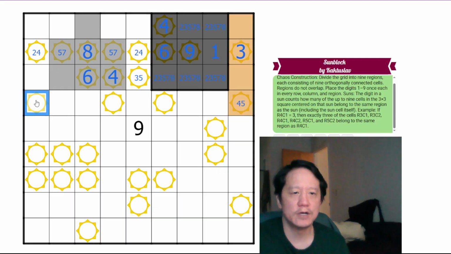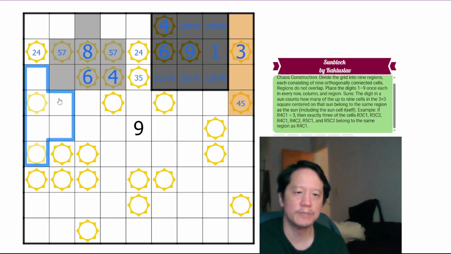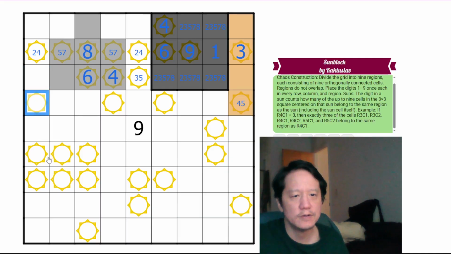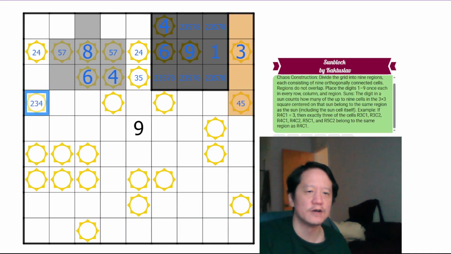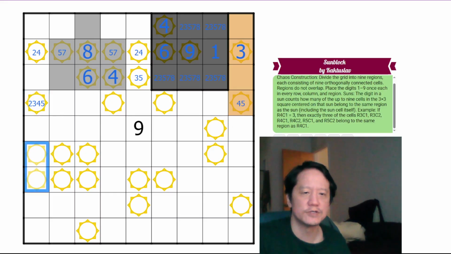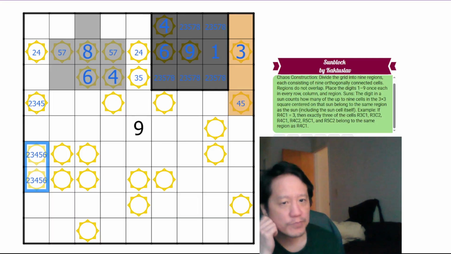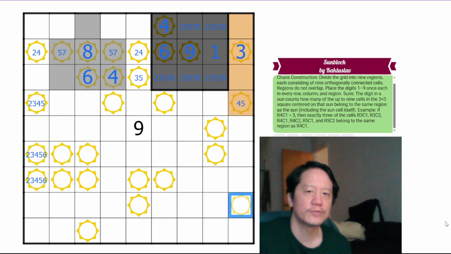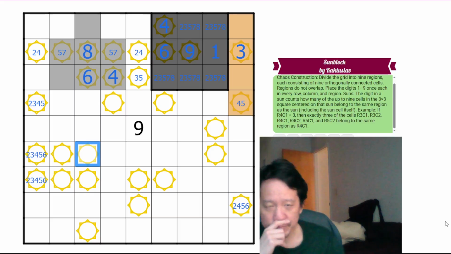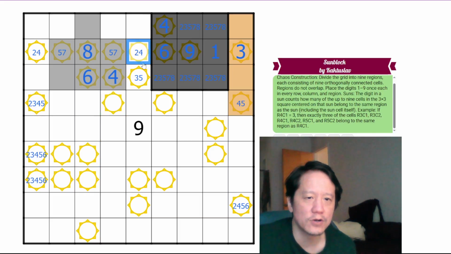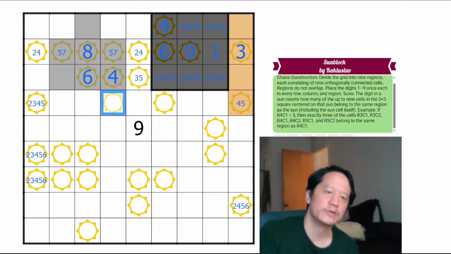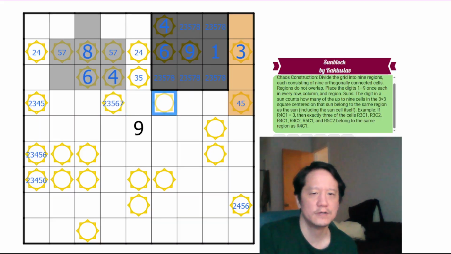This cell can be up to, so what are the remaining cells here? This can be only 2 through 5. And these could be 2 through 6, I guess. This can't be 3, 2, 4, 5, 6. Okay. Remaining cells here are up to 7. So it could be 2, 3, 5, 6, 7. No 6 here because of 6 in the column.